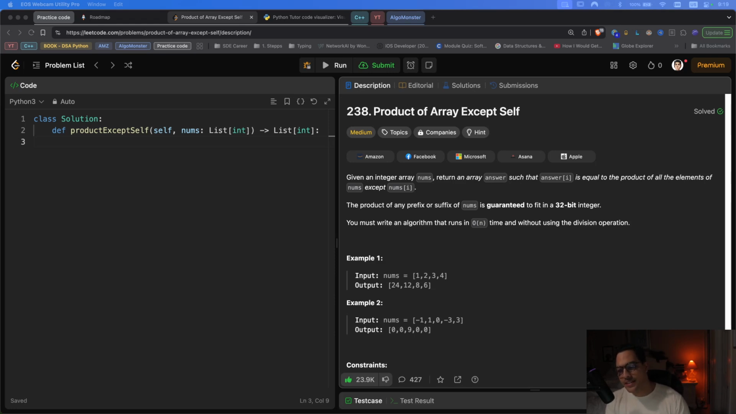Today we're solving this Amazon question, I would say Meta, Microsoft, Asana, Apple question. Product of array except self. Very interesting question, I would say. I solved this question, I believe, last year. I'm not sure I quite remember the approach, but we'll read the problem and see how far we can get.